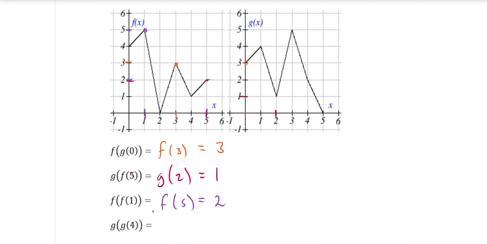What about g of 4? Well, g of 4 is 2. So g of 4 is g of 2. And then g of 2 is 1, which gives us 1 as an output in total for g of 4.